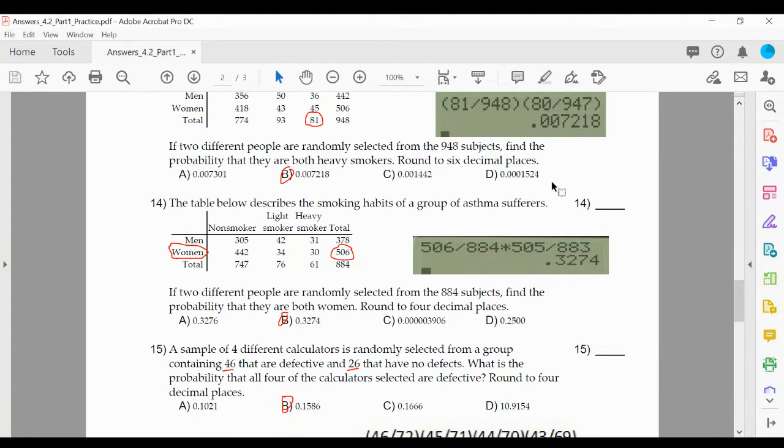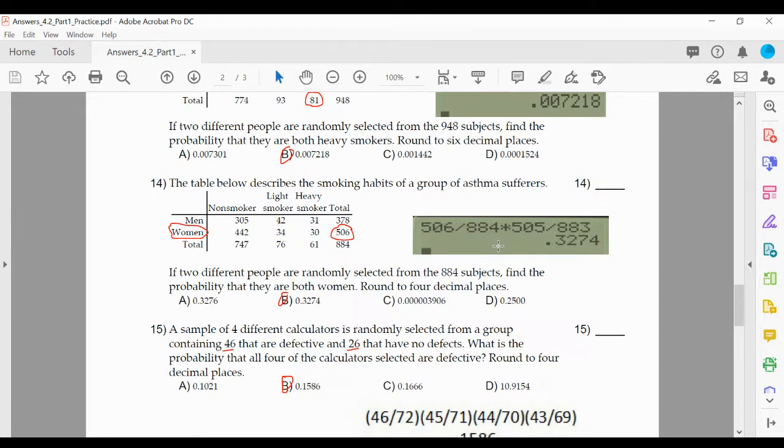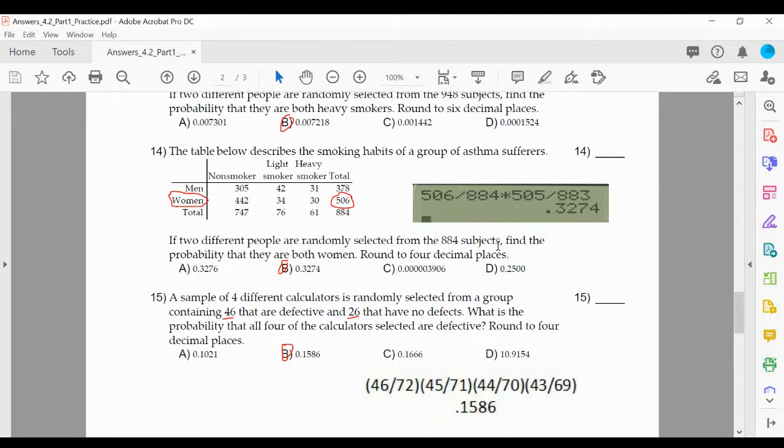Let's see, number 14. What do we got here? Smoking habits. 2 different people are selected out of 884. Find a probability that they're both women. Well, first time out, there's 506 out of 884 that are women. Take that woman out, there's only 505 over 883. Now, of course, if I was with replacement, this 506 over 884 would remain constant. You can't assume replacement. When there's replacement, he tells you. If he doesn't say anything, you don't assume replacement. So there's always going to be one less. Did it a third time, it'd be 504 over 882 and so on and so forth.